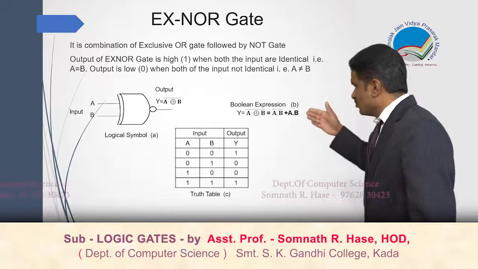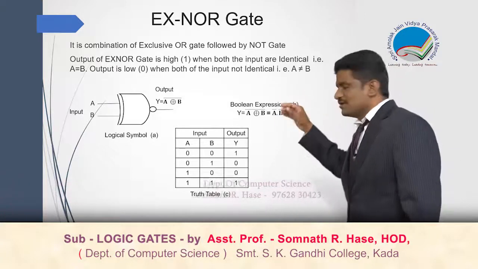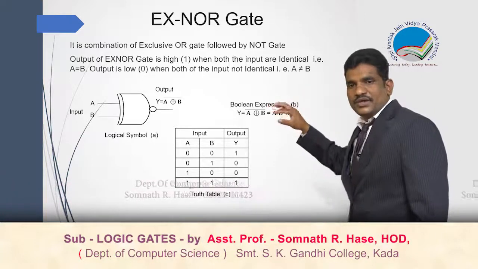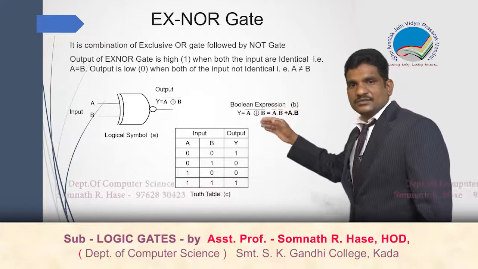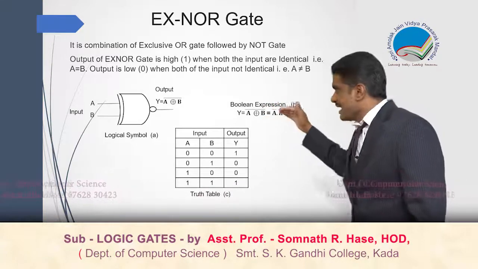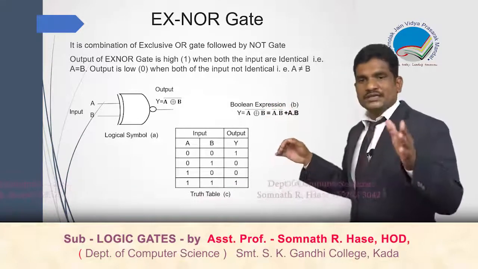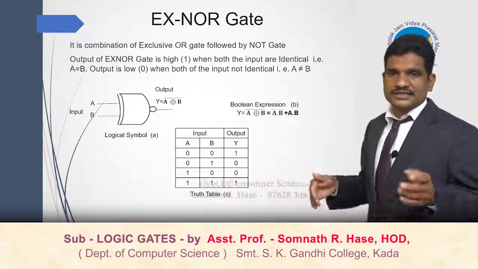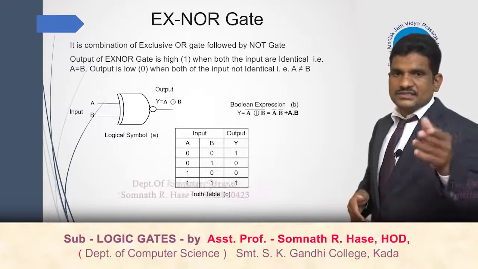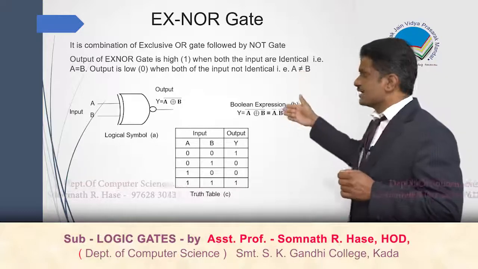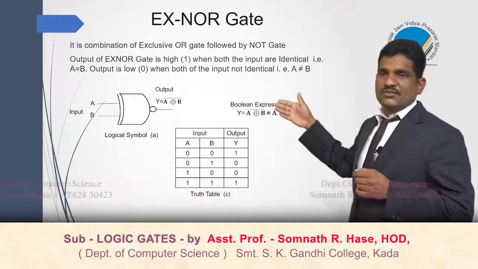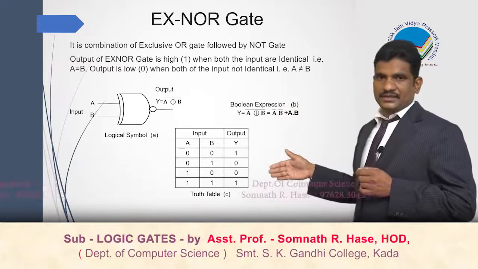In this truth table, we can see that in the last column there is 1 when both A and B are 0, or when both A and B are 1, then only we have 1. In all other cases there is 0. So this is the Boolean expression. In these slides we can see the Boolean expression of the XNOR gate.